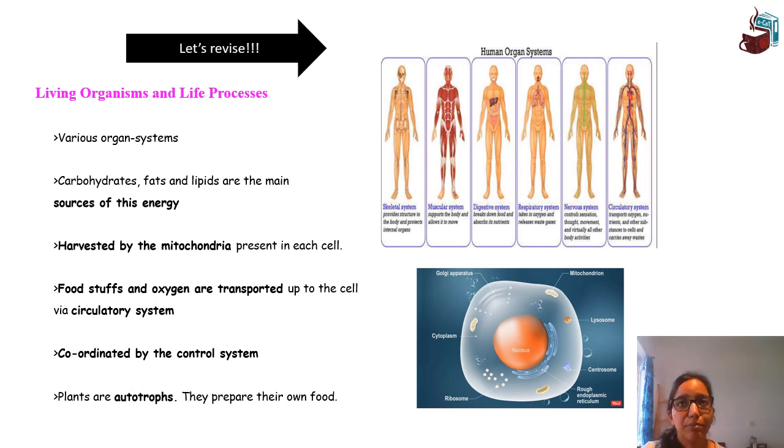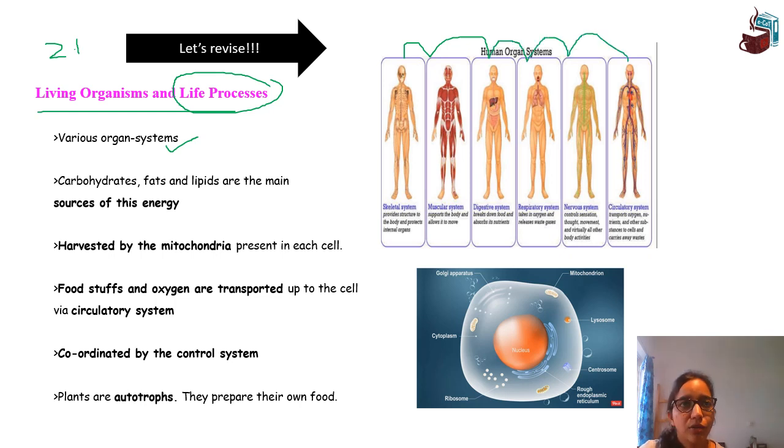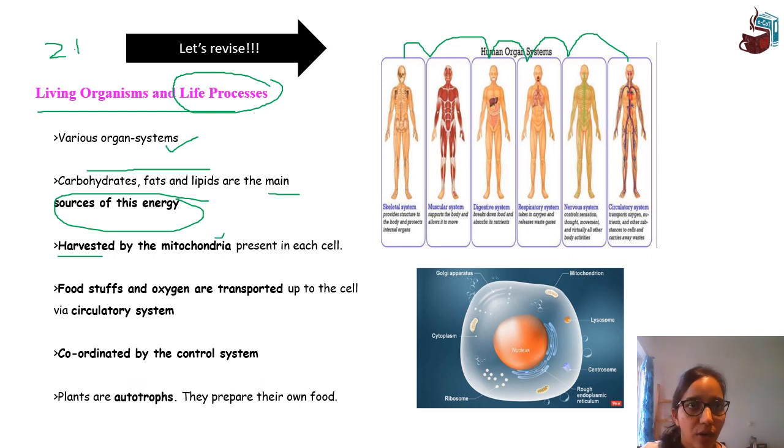In 2.1 we saw living organisms and life processes, that the life processes in living organisms are carried on by our organ systems. They work in coordination with each other in order for the life processes to go on. Okay, and they work with the help of energy. The source of energy is derived from all the food we eat, that is carbohydrates, fats and lipids, the main ones. Okay, this is harvested, or I told you it is stored and processed in the mitochondria primarily.